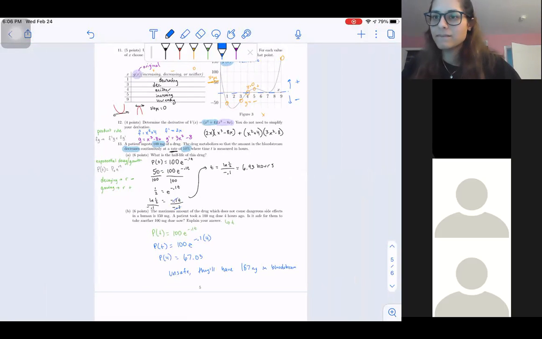If we were doing doubling instead of half-life, would it be the same setup, except if it was 100, instead of setting it equal to 50, we would set it equal to 200? Exactly, yes.